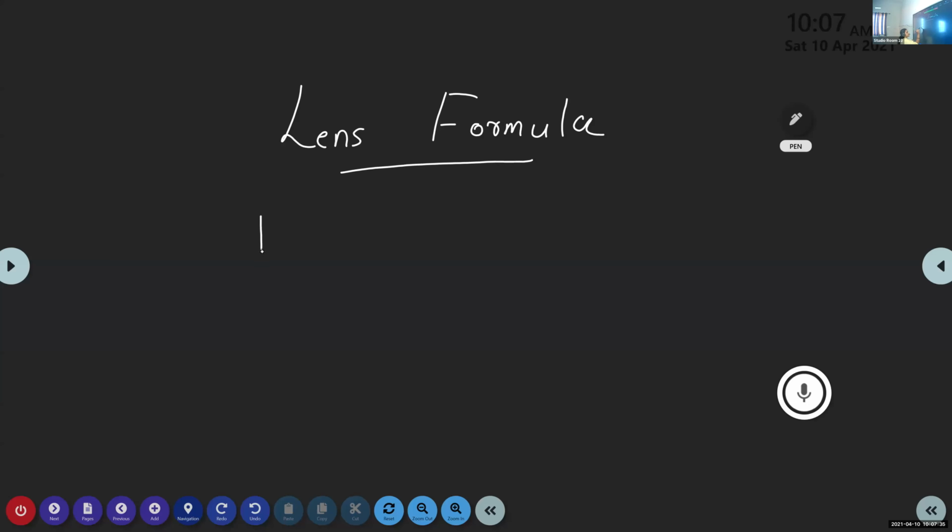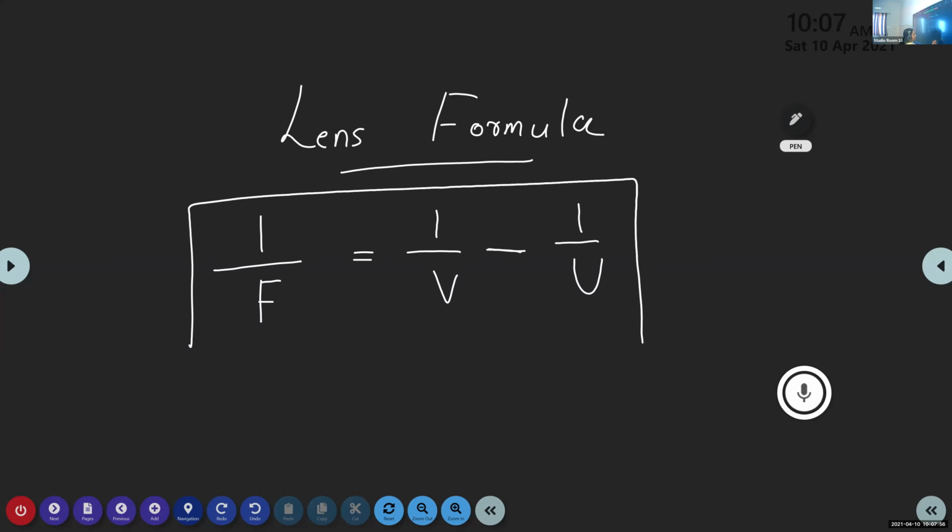The lens formula is given by 1 by f is equal to 1 by v minus 1 by u. So you don't make any kind of confusion. In the case of mirror formula, instead of this negative sign, we have a positive sign. But in the case of lens formula, it is 1 by f is equal to 1 by v minus 1 by u, and all the other terms are exactly the same. Can you say what is f here? This is small letter f, not capital letter. So 1 by f is equal to 1 by v minus 1 by u.